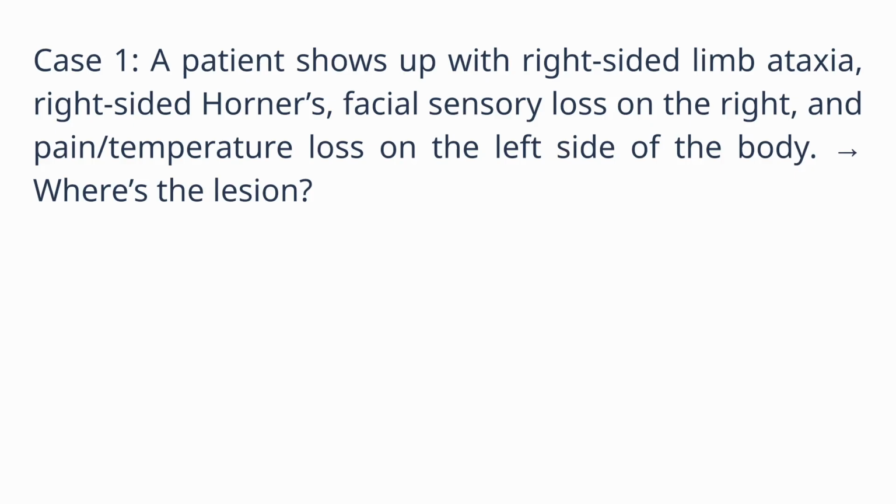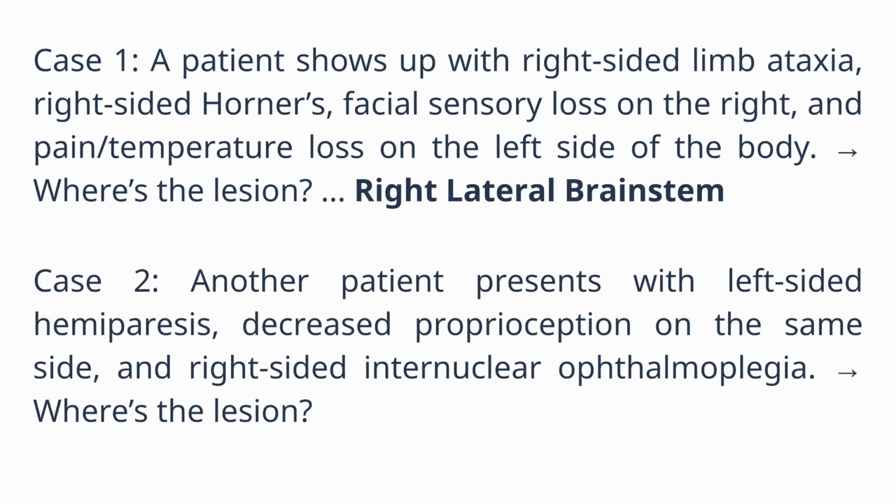Case 1. A patient shows up with right-sided limb ataxia, right-sided Horner syndrome, facial sensory loss on the right, and pain and temperature loss on the left side of the body. Where is the lesion? That's right, the lesion is in the right lateral brainstem. Case number 2. Another patient presents with left-sided hemiparesis, decreased proprioception on the same side, and right-sided internuclear ophthalmoplegia. Where is the lesion? That's right, it's in the right medial brainstem.